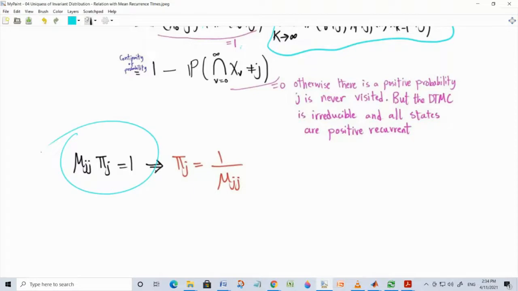So for those irreducible discrete time Markov chains with at least one positive recurrent state, we now know a number of conclusions. Every state will be positive recurrent. There exists a stationary distribution. In fact, it is unique. And we now know a formula for the stationary distribution: it is equal to the reciprocals of the mean recurrence times. And also those can be expressed in terms of the f_ij probabilities I talked about earlier. Any questions?